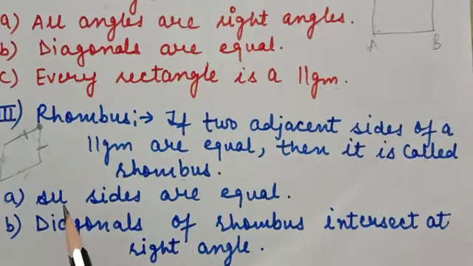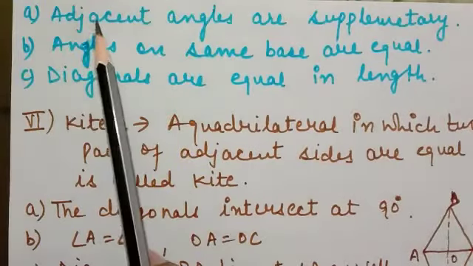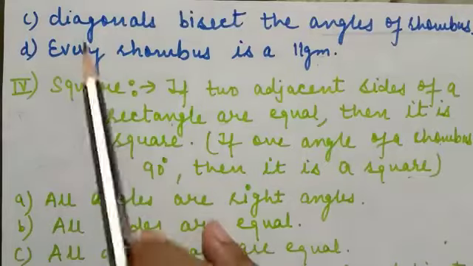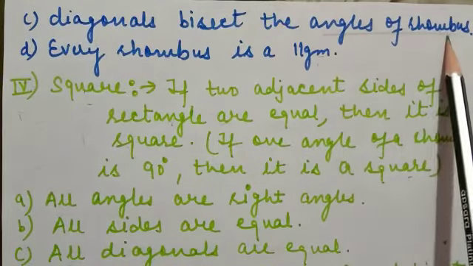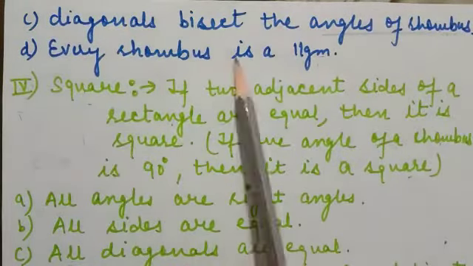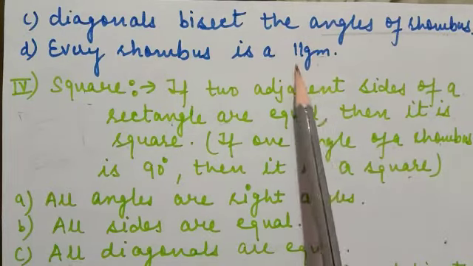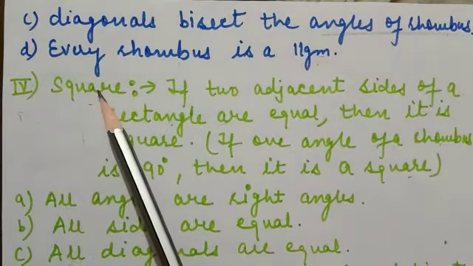The remaining properties are: all sides are equal, diagonals of a rhombus intersect at right angles, adjacent angles are supplementary, diagonals bisect the angles of a rhombus, and every rhombus is a parallelogram. All rhombuses and rectangles are parallelograms, but all parallelograms are not rhombuses and rectangles. It is not compulsory.